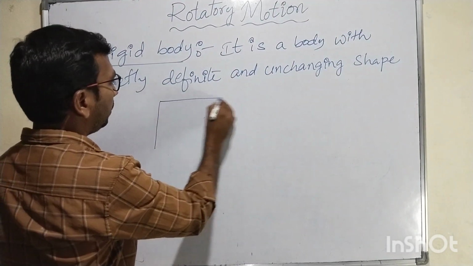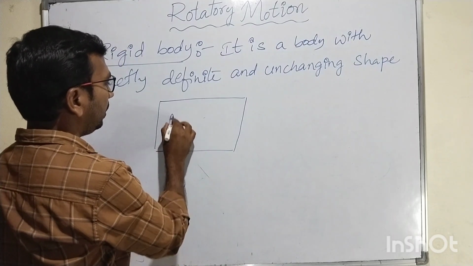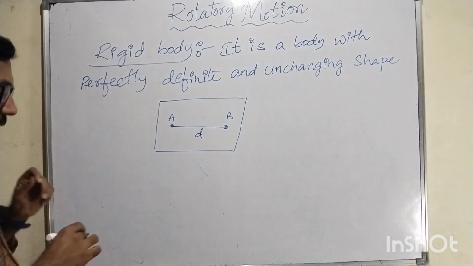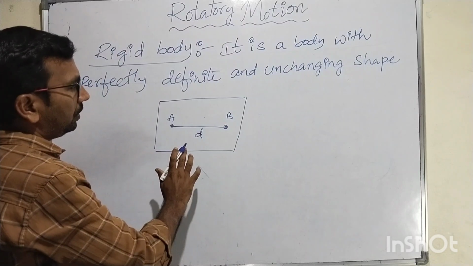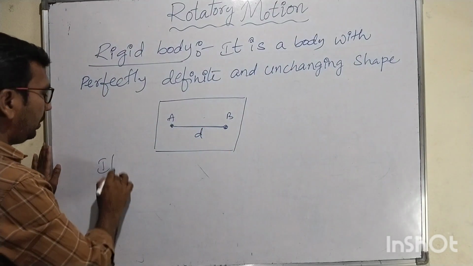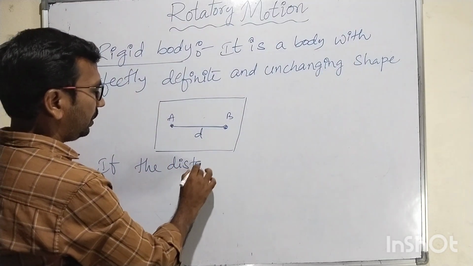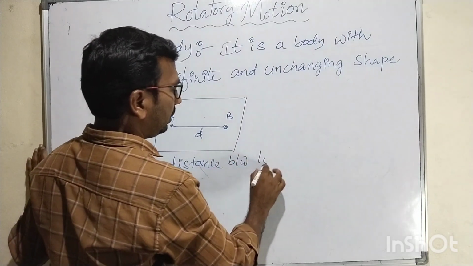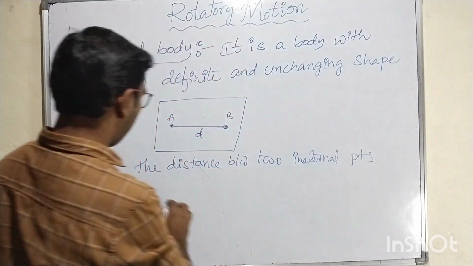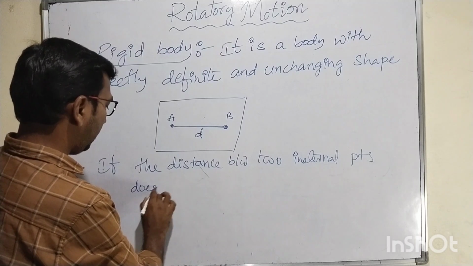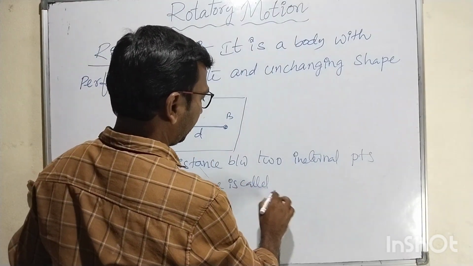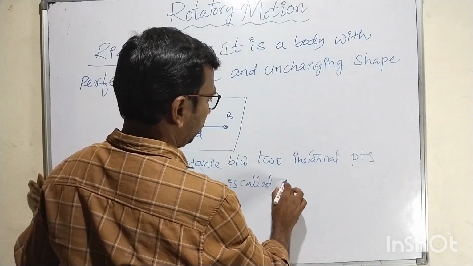Suppose I consider a rigid body. This is point A and this is point B. The distance between the two points, I will consider D. If the distance between two internal points does not change, it is called a rigid body.